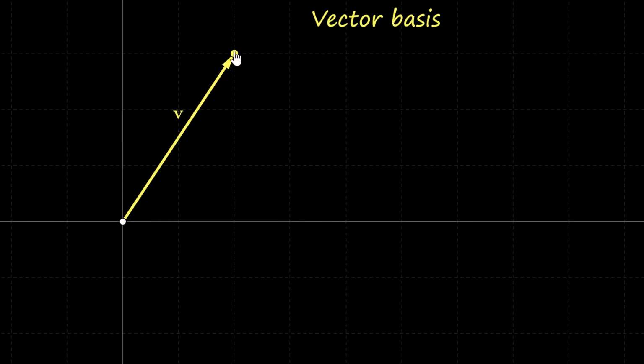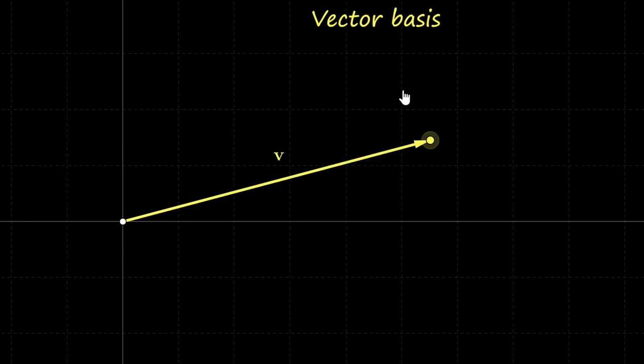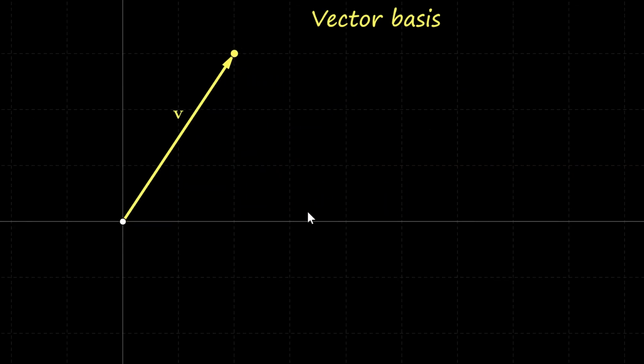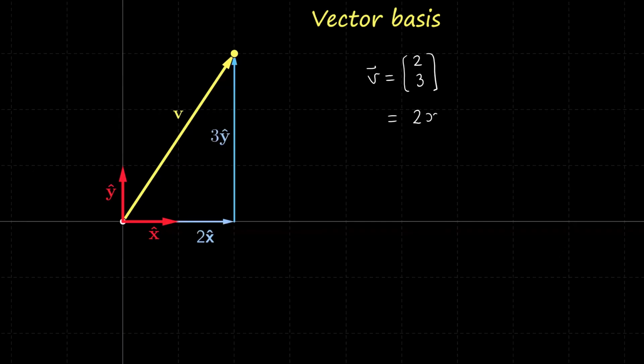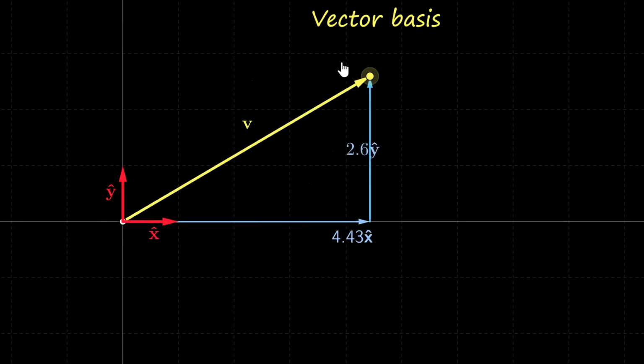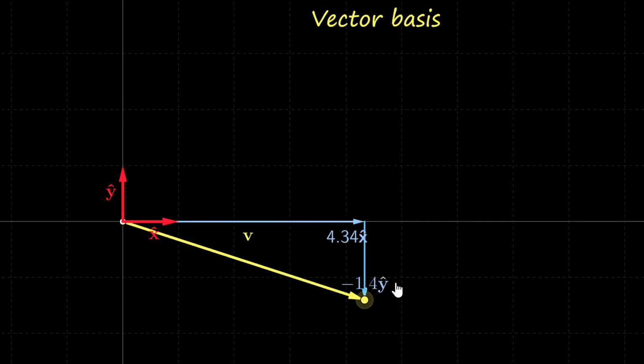So here I'm showing a vector v in a two-dimensional plane. Now when we write about this vector, we write it as a column vector, for example v equals (2, 3). And what we mean by that is that we have defined our two unit vectors, x hat and y hat, and then we are basically saying that our vector v is equal to twice the x hat vector added to 3 times the y hat vector. And in this way we can describe any vector in the plane.